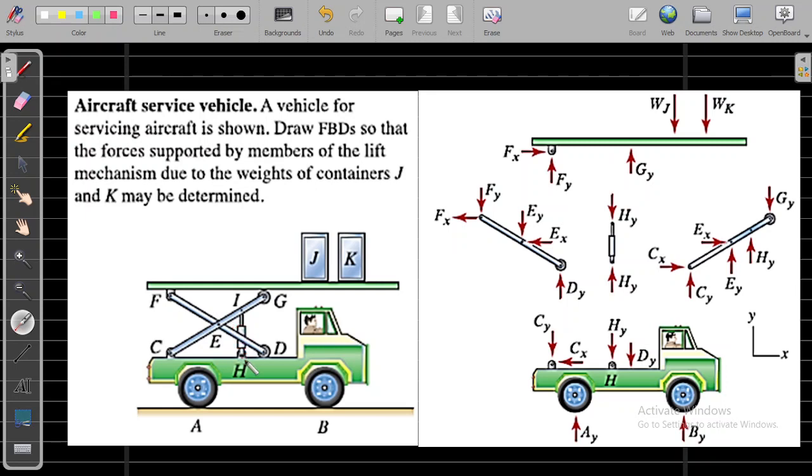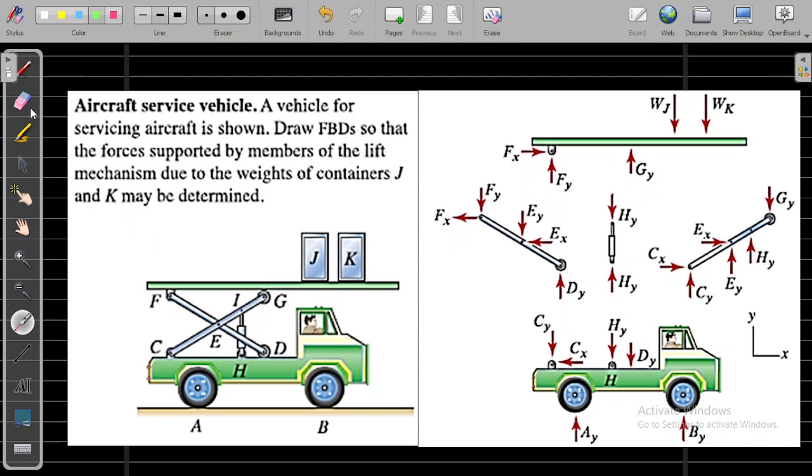This is a hydraulic cylinder, and from this hydraulic cylinder there is a silverish piston that is being connected to this point A. Okay, and this hydraulic cylinder is connected by means of a rocker at point H. So these are the supports that are connected at different points, holding this horizontal platform on which the weights J and K are being placed.